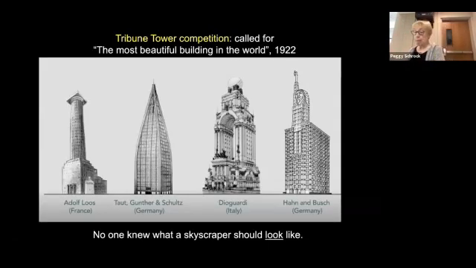I have to tell you about this competition because it's one of my favorite moments in architecture, and that is the Tribune Tower competition. In 1922, the owners of the Chicago Tribune were going to build a new building in downtown Chicago, and they had a competition and invited architects from all around the world to submit plans for this new building.